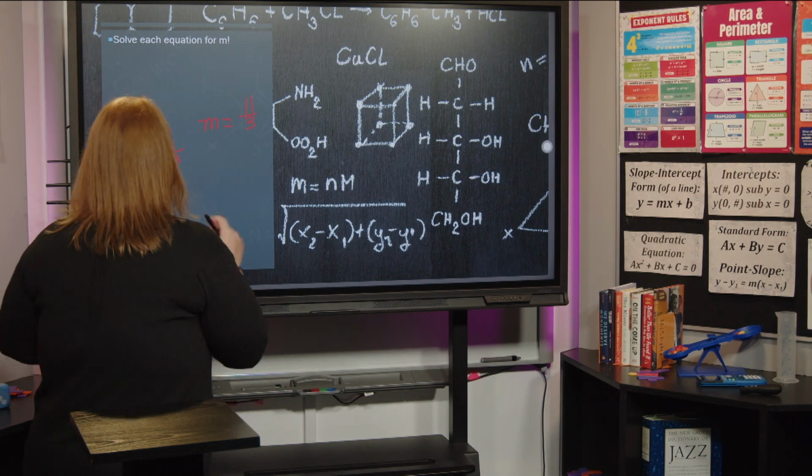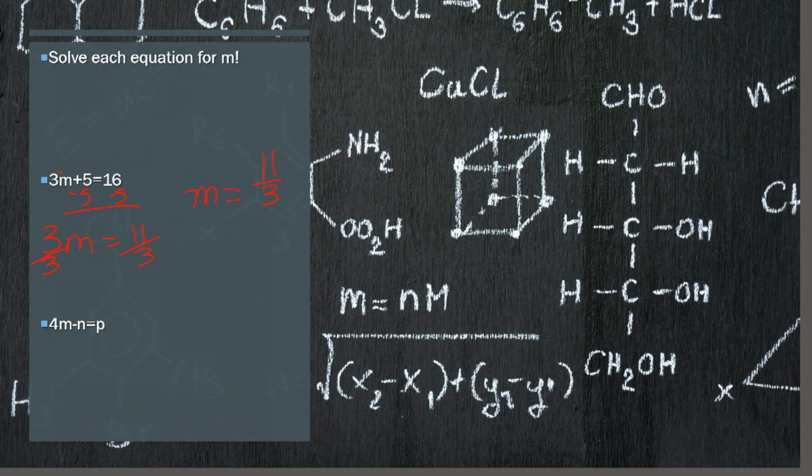Here we go. 4m minus n equals p. So what I'm going to do is I am solving for m. I'm just going to put a little bit of notation so I know what I'm looking for. And I'm going to do opposite operations. So I'm adding n to both sides. So 4m equals p plus n. Get that m by itself. I am going to divide by my 4 on both sides. So m equals p plus n divided by 4.